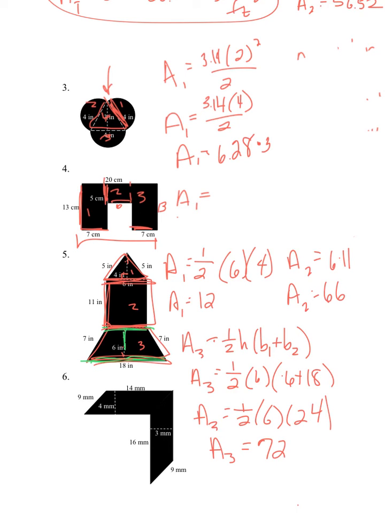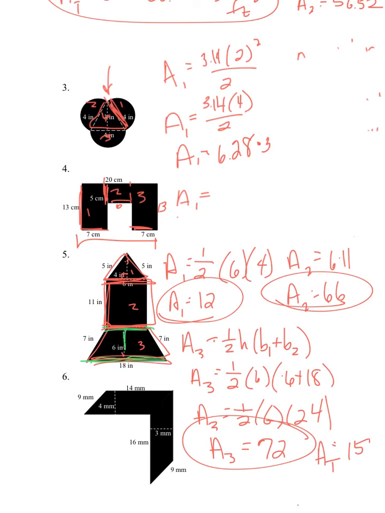So in the end, when you add all these together, you have piece 1, which is 12, piece 2, which is 66, and piece 3, which is 72, gives you a total area of 150 inches squared.